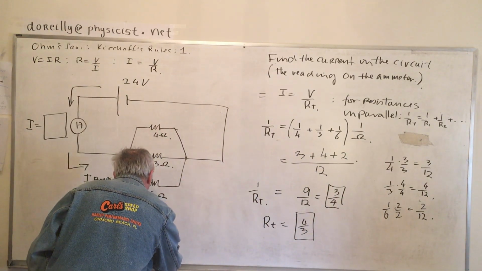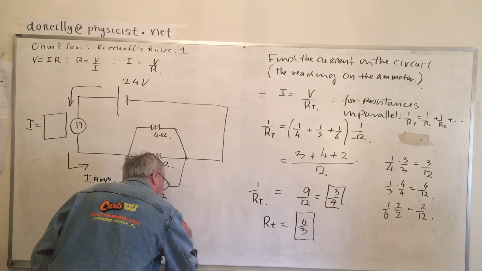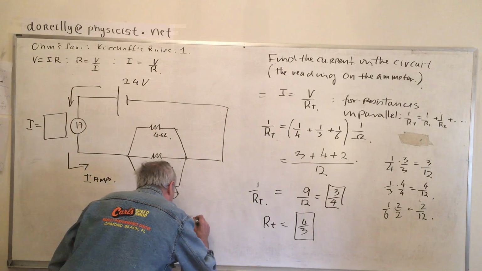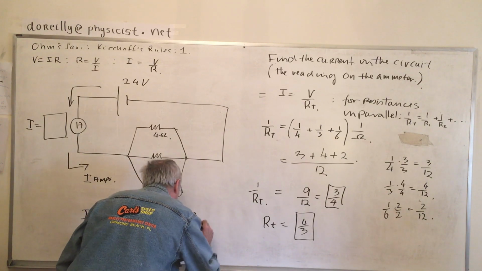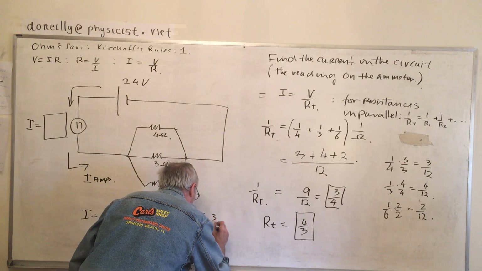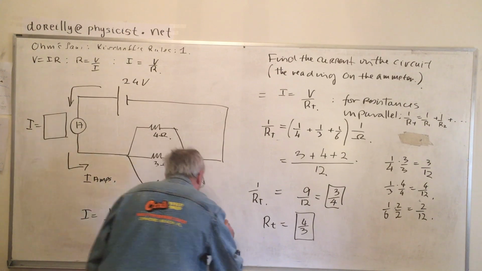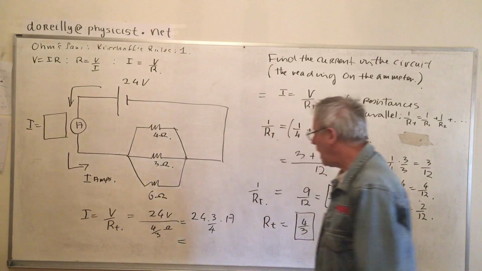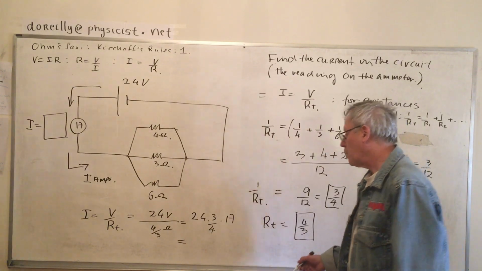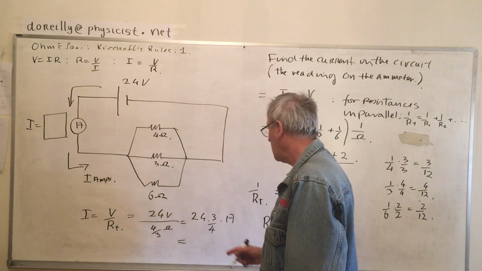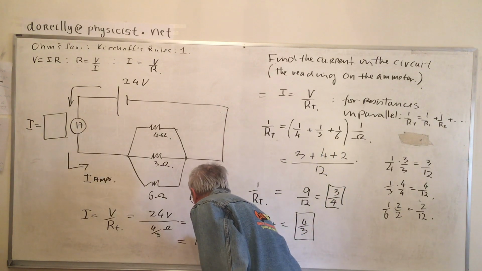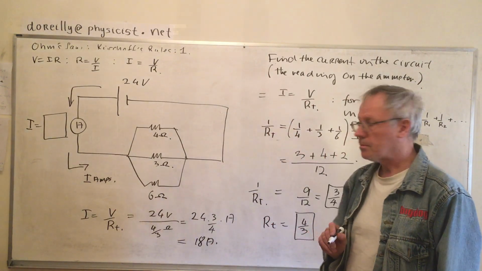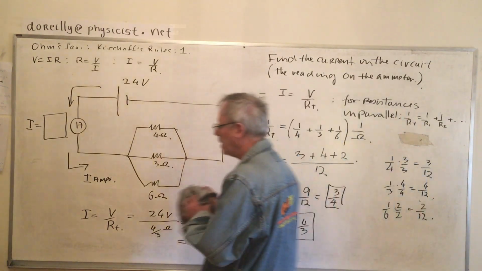24 volts over 4/3. 24 times 3/4. 1/4 of 24 is 6, 3 times 6 is 18. 18 amps. Okay? I'll let you get your heads around that.